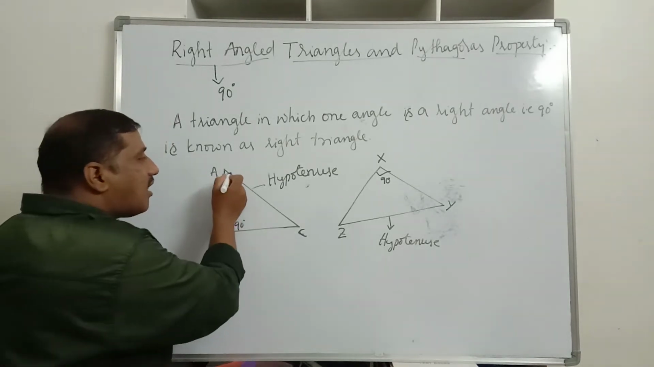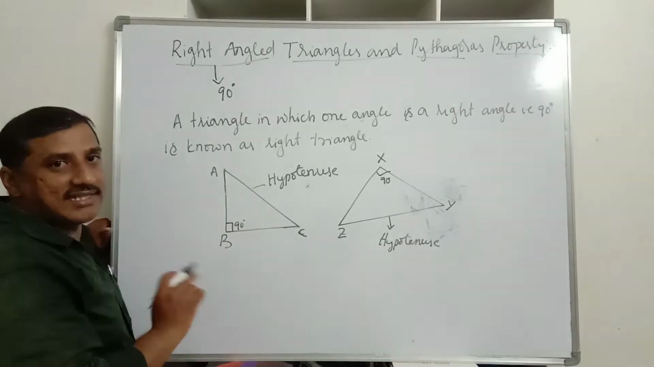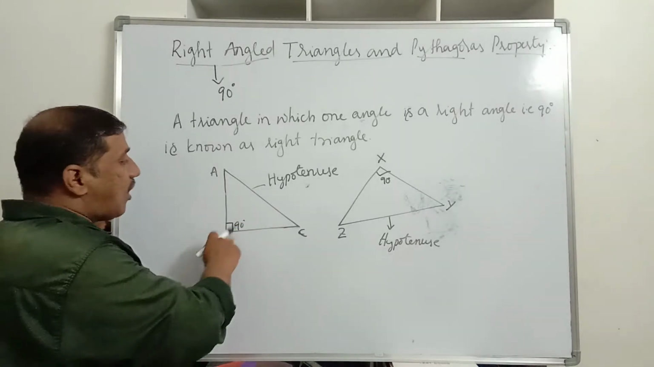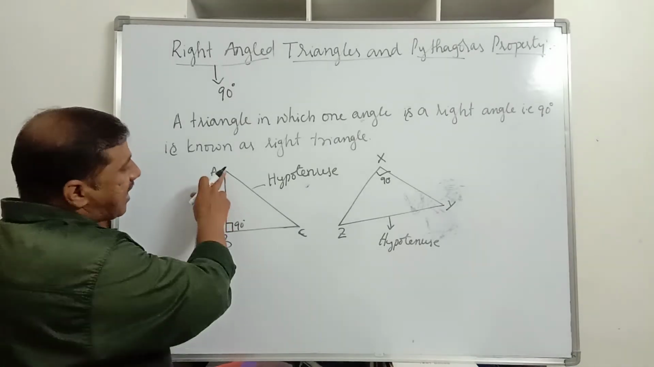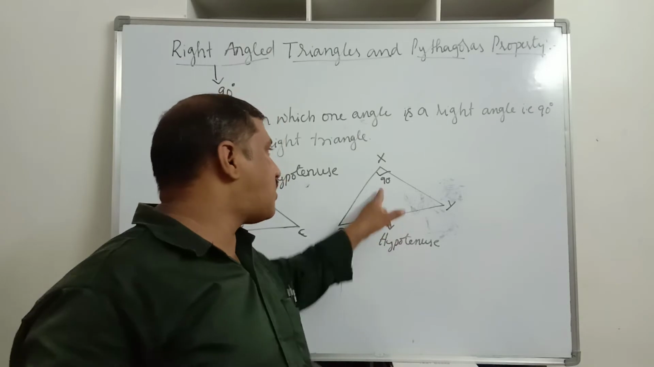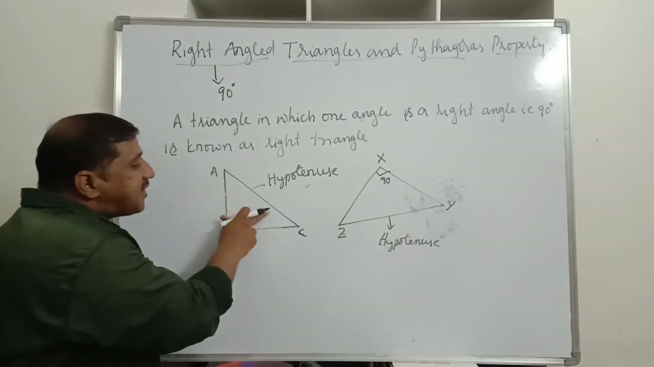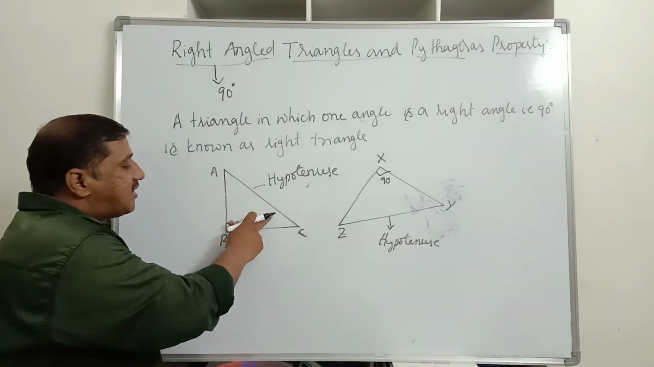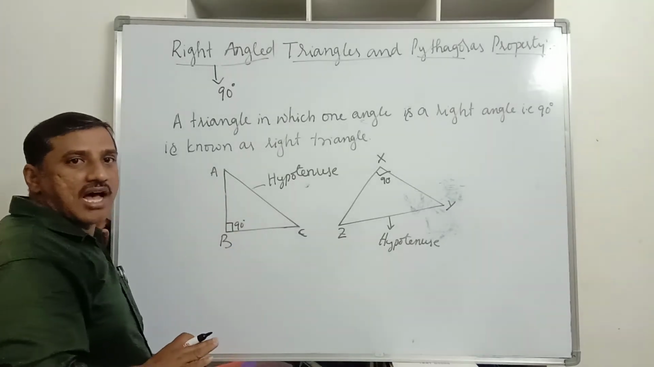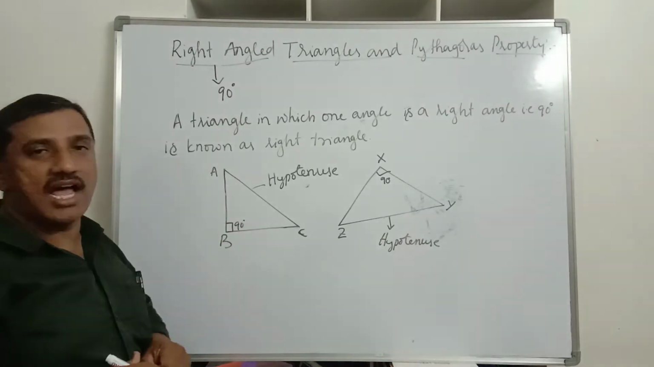Now, how is this longest side related to the 90 degrees angle, that is, the right angle? Is it opposite or not? The side AC is opposite to angle B. Similarly, the side YZ is opposite to angle X. It means that the side opposite to the right angle is known as the hypotenuse.